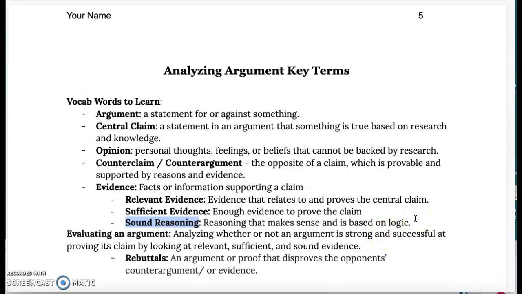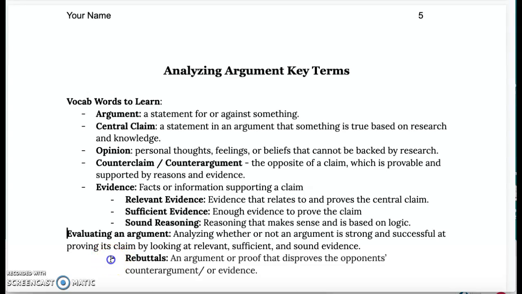And sound reasoning means that your argument makes sense and you're explaining it in a logical manner. It's organized, but mostly that there's no holes in it. It's sound. It makes sense to everyone. What we're going to be looking at in the next couple weeks is arguments and evaluating them or analyzing them. We're going to be thinking of which argument is stronger, which one has more relevant, sufficient evidence and sound reasoning. We'll be looking at two sides of arguments and deciding just that, okay?